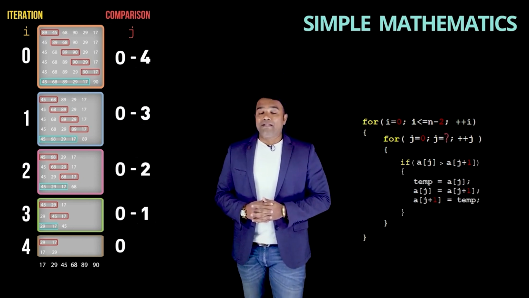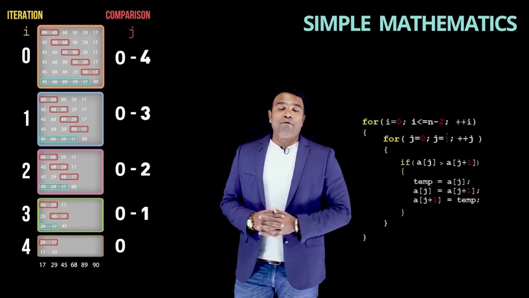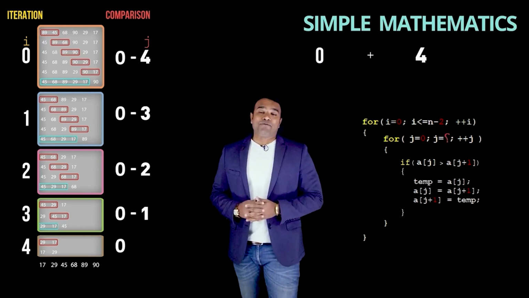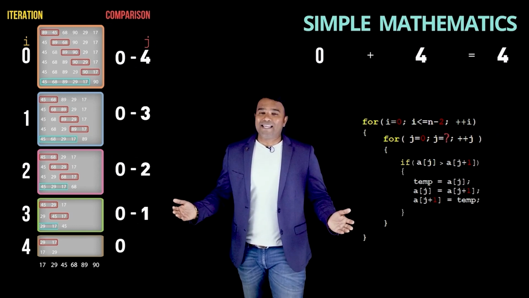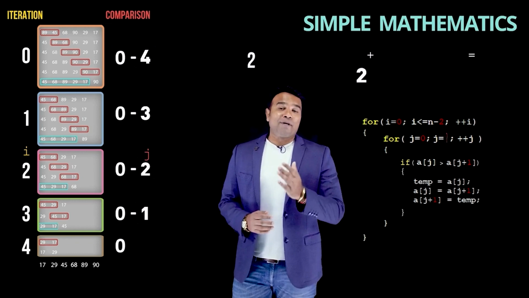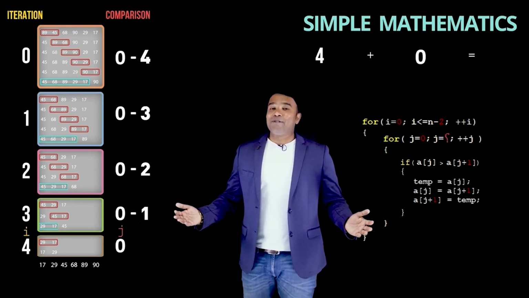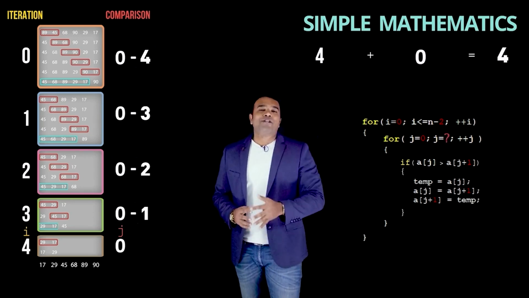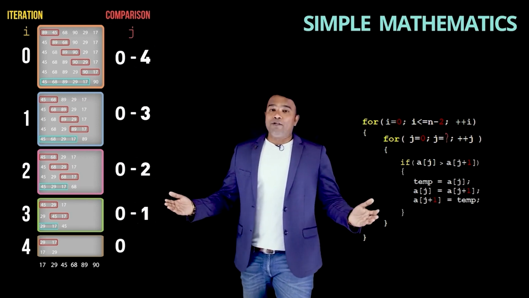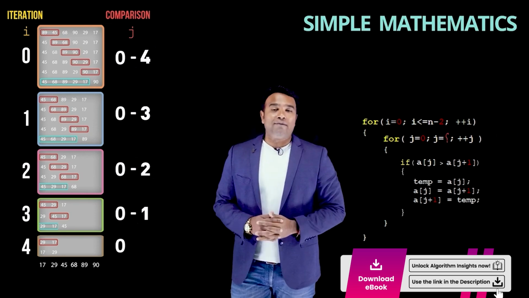If you add the iteration number to the upper limit of j, the sum comes up to 4. Yes, you can notice that in the first case, 0 plus 4 happens to be 4. In the next case, 1 plus 3 happens to be 4. In the next case, 2 plus 2 happens to be 4, and then 3 plus 1 happens to be 4, and 4 plus 0 happens to be 4. And that is what you as a programmer have to look into.